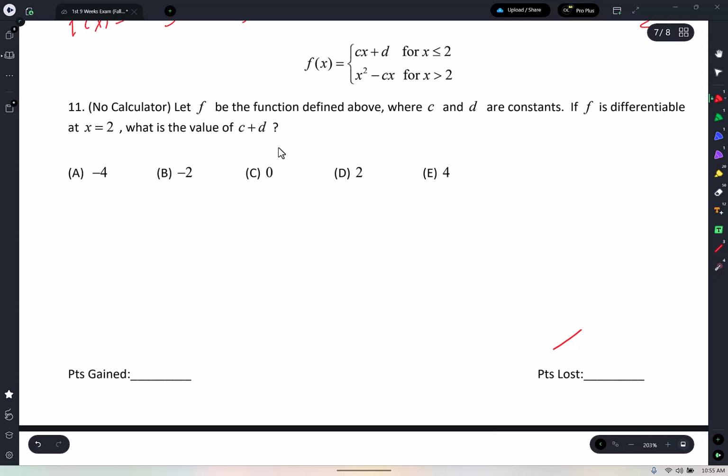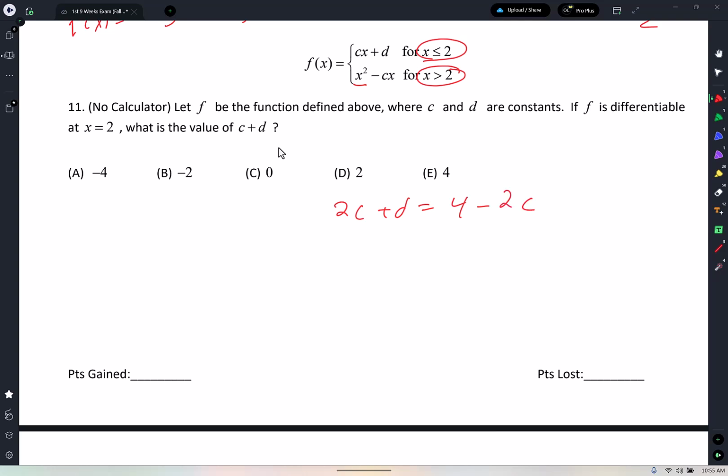Okay. All right, guys, focus. So I want it to be continuous and differentiable. If you want to be differentiable, you got to be continuous. Yes or no? So I got to be continuous at x equals 2. Plug in a 2 for x. So 2c plus d equals 4 minus 2c. Cool or not cool? That's equation number 1. I just plugged in a 2 for x: 2c plus d equals 2 squared, 4, minus 2c.